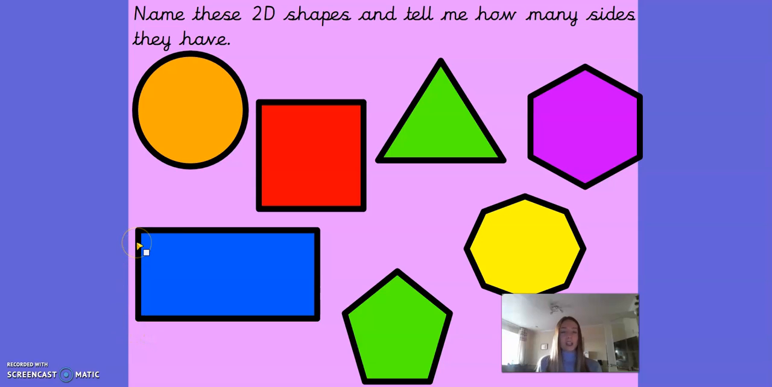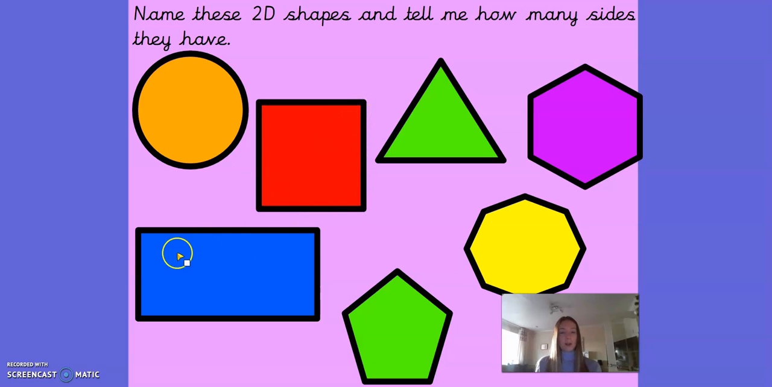Okay, let's go through the shapes together. So the first shape that we can see here is a circle. And we said that a circle has one curved side, which goes all the way round. The second shape we have is a square. And we know that a square has 1, 2, 3, 4 sides.